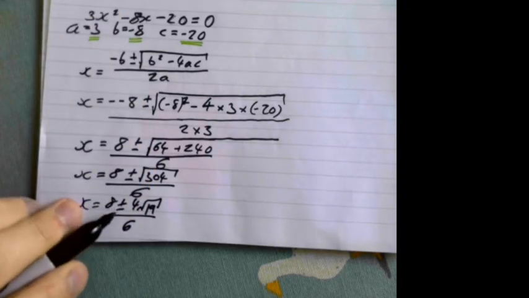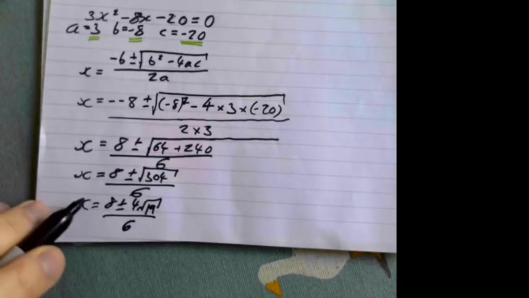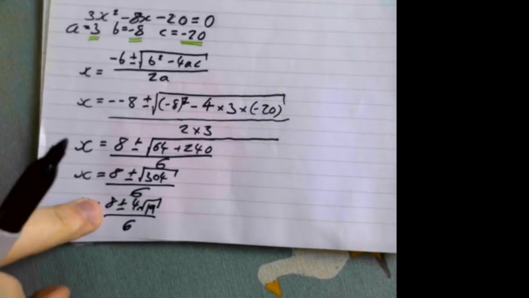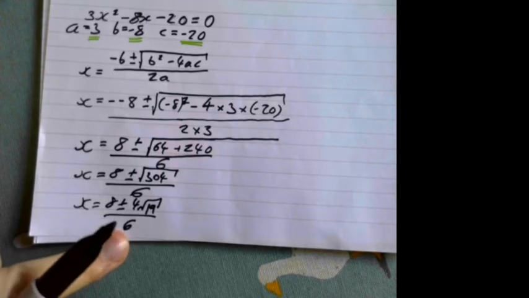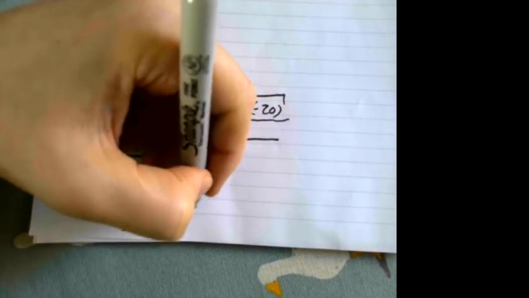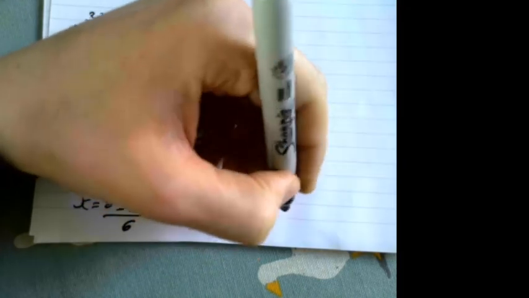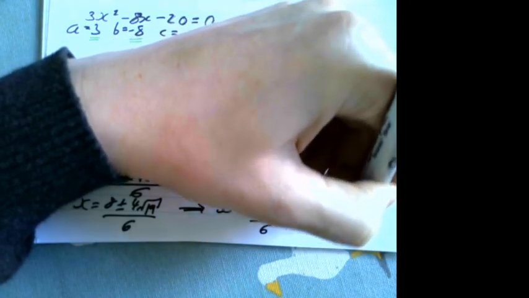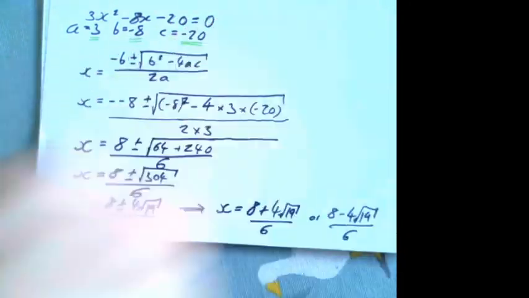And then I just need to deal with this plus or minus. So there's two possibilities, either x is 8 plus 4 root 19 all over 6, or x is 8 minus 4 root 19 all over 6. If I want to leave an exact answer, I'm going to have to leave it in this third form. So I can say then that x is equal to 8 plus 4 root 19 all over 6, or 8 minus 4 root 19 all over 6.